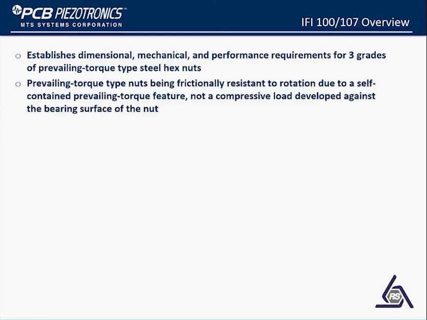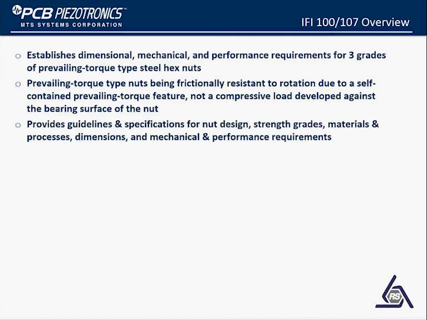Prevailing torque type lock nuts being frictionally resistant to rotation due to a self-contained prevailing torque feature, not a compressive load developed against the bearing surface of the nut. So in other words, what we're looking at is we're defining prevailing torque type nuts that are manufactured as being frictionally resistant to rotation. And that resistance to rotation is not due to the force on the bearing surface of the nut itself. It's on the threads.